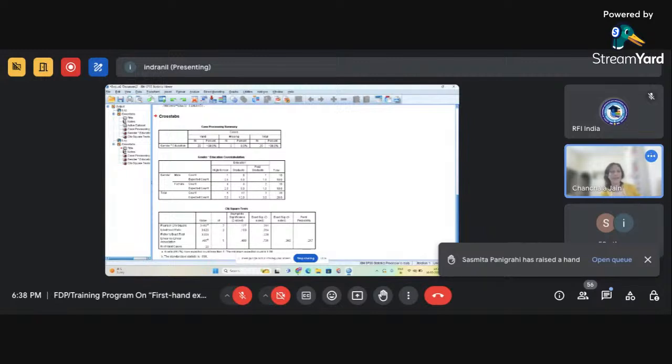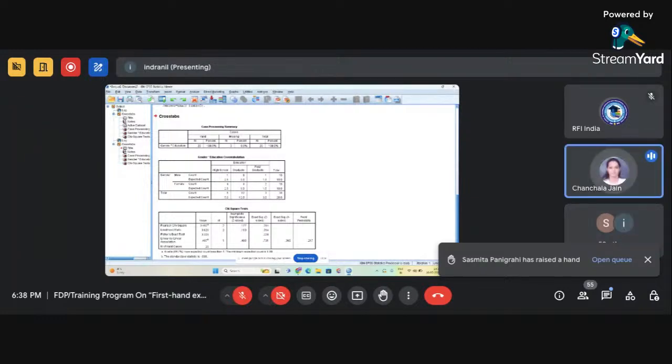You can write that the chi-square test assumptions are not met by the data, but still the results of Fisher's and chi-square are both similar. Both are not rejecting the null hypothesis. So that way you can report Fisher's also. Is it okay? Yes, ma'am.